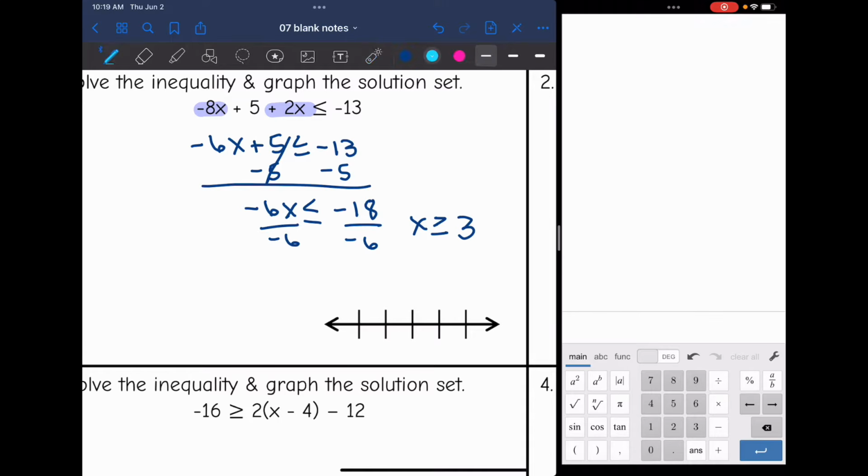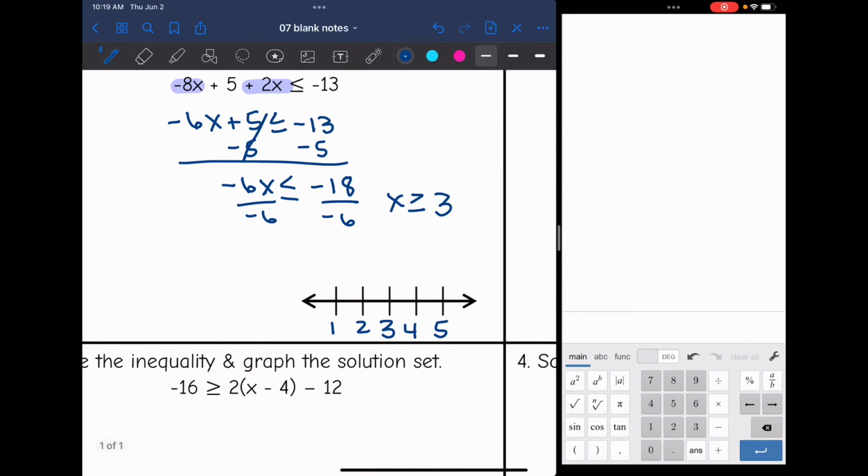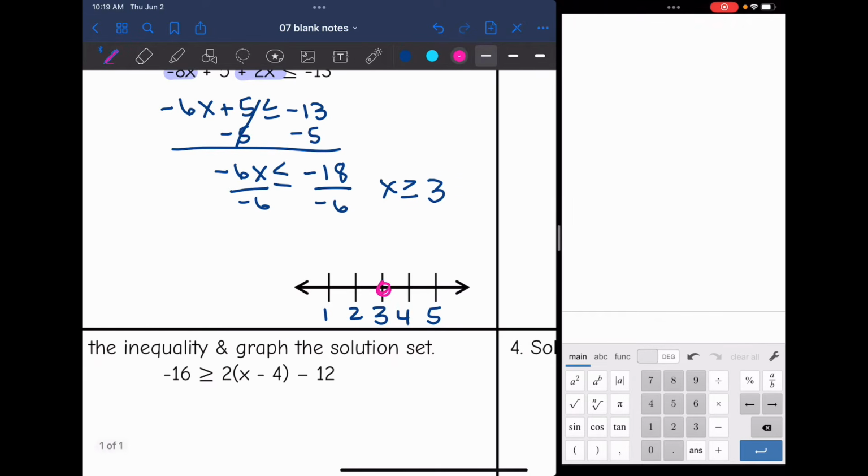All right, now we're going to graph this on the number line. I'm going to put 3 in the middle, and then 2 and 1 right below it, and 4 and 5 right above it. And then that'll be a solid circle on 3 since I have the equal sign, so 3 is included. It is 4 and 5 that would make that inequality true, so I'm going to shade towards that direction.